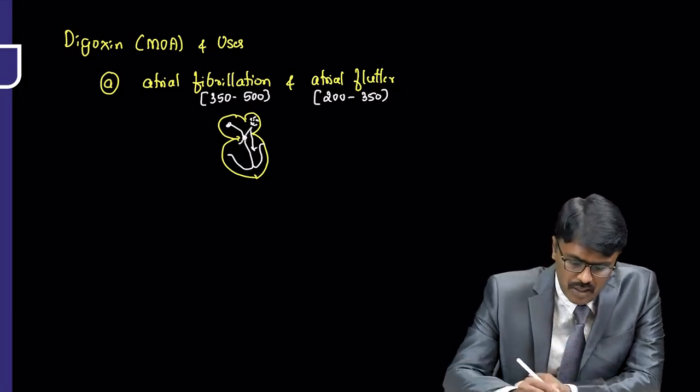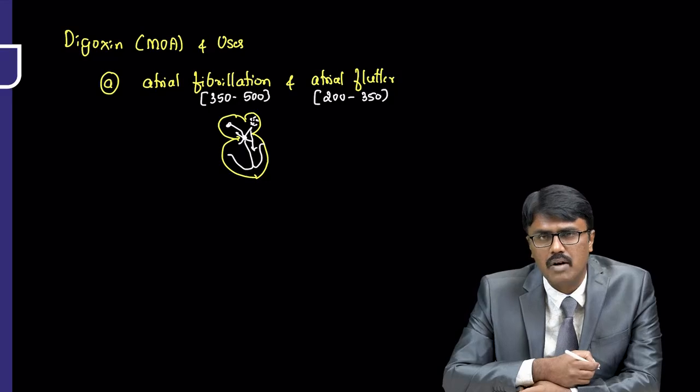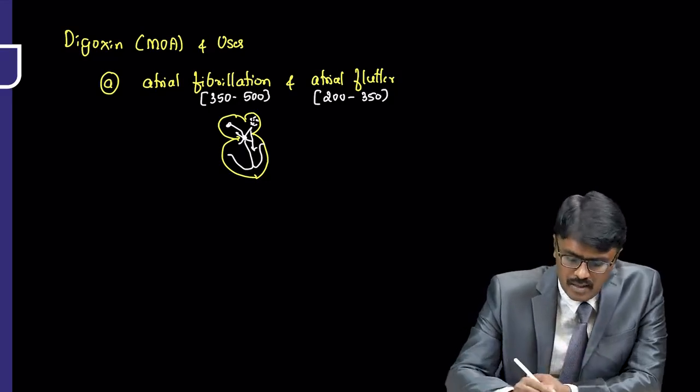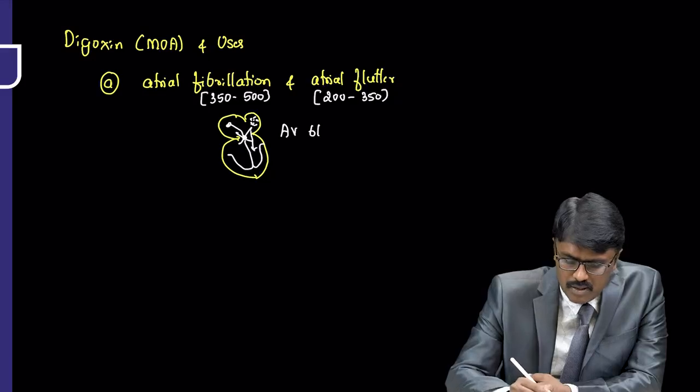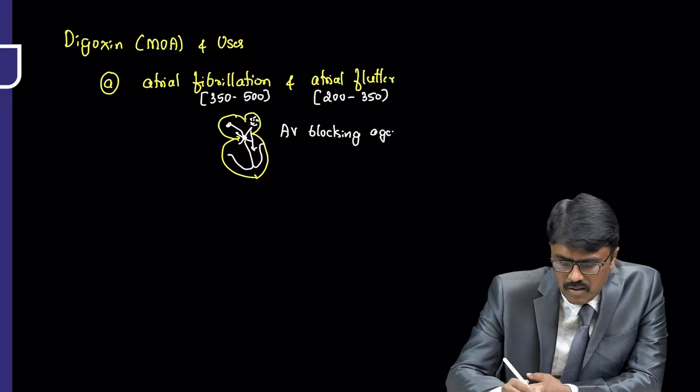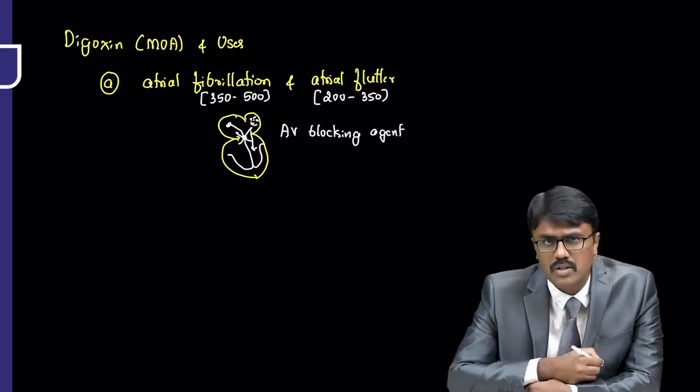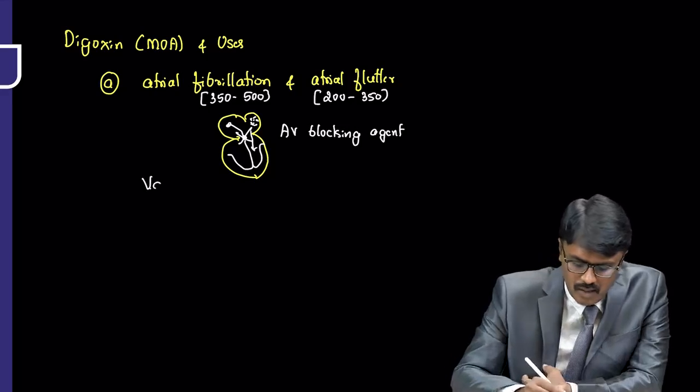So what we should do is block the conduction from the atria to the ventricle, and that is done by an AV blocking agent. So that is done by a drug which blocks it. So the digoxin mechanism of action is that it has vagomimetic action.